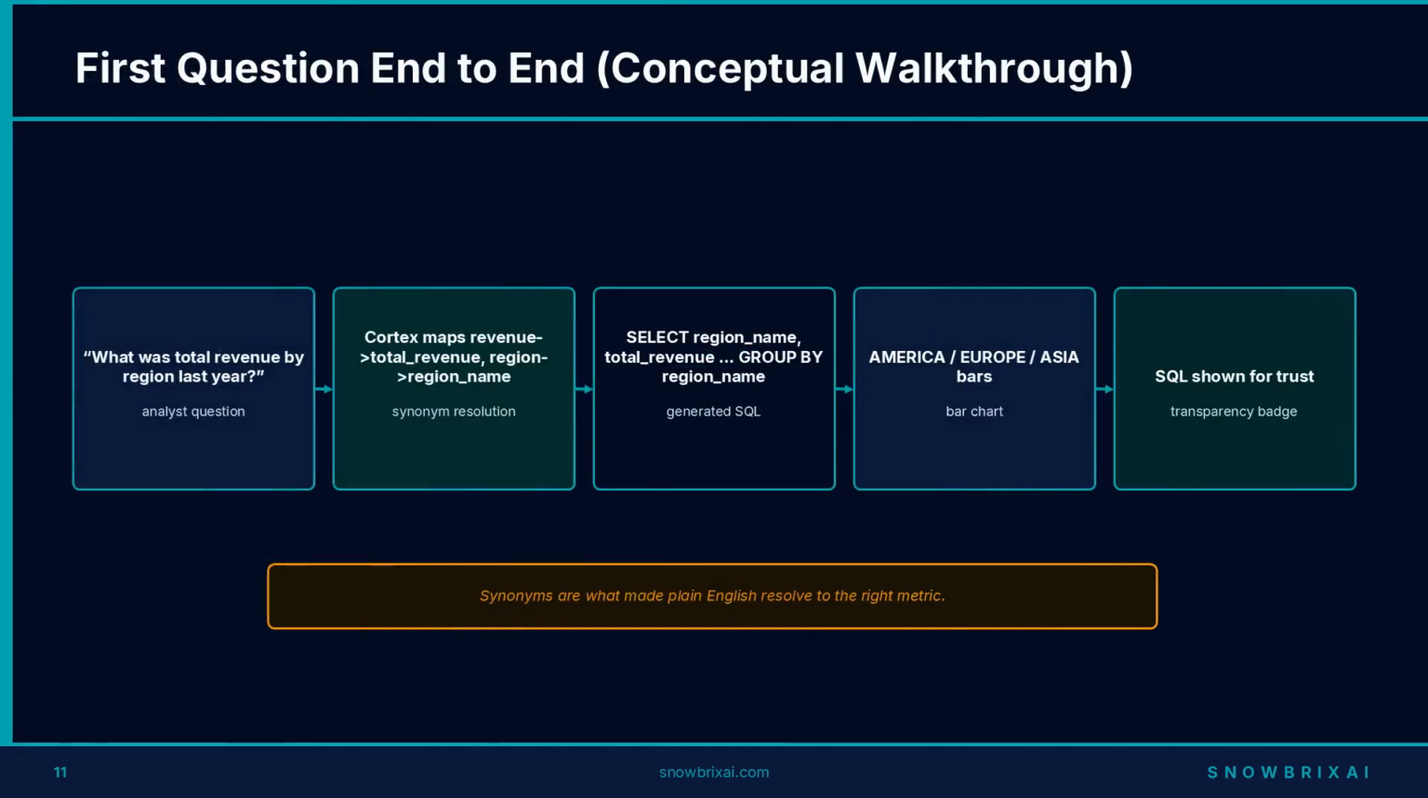Walk one question through end to end. The analyst types: what was total revenue by region last year? Cortex maps revenue onto total revenue and region onto region name through the synonyms. It generates the SQL: select region name, total revenue, group by region name. The app runs it and draws the bars, America, Europe, Asia, and shows the SQL for trust. That is the first real answer, and the accuracy meter ticks up one notch, proof the loop works, not a promise. Read the amber strip: synonyms are what made plain English resolve to the right metric.